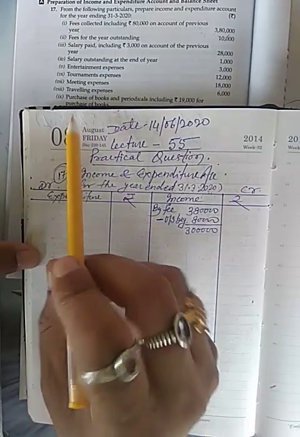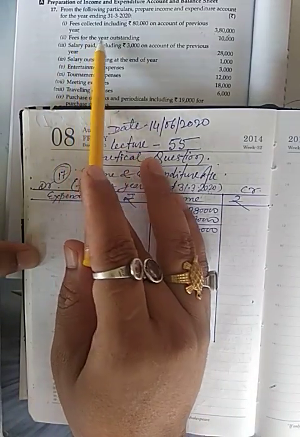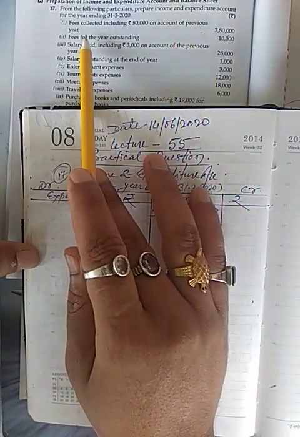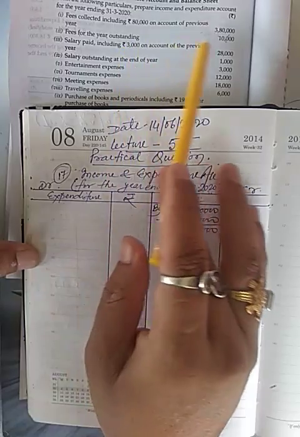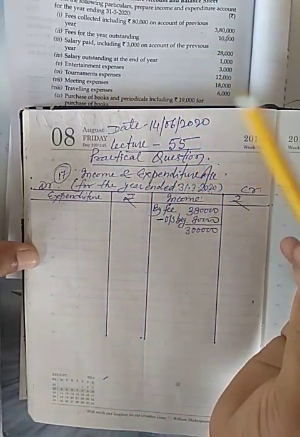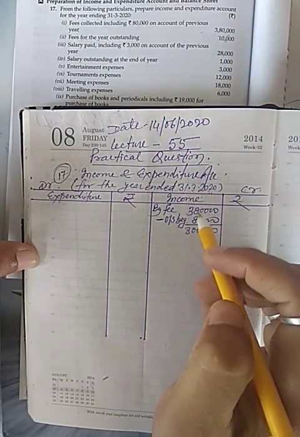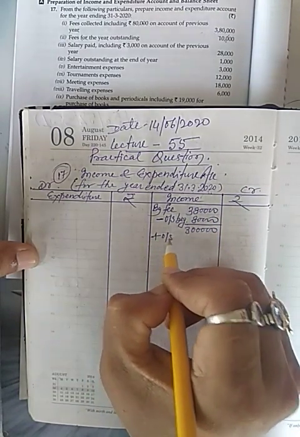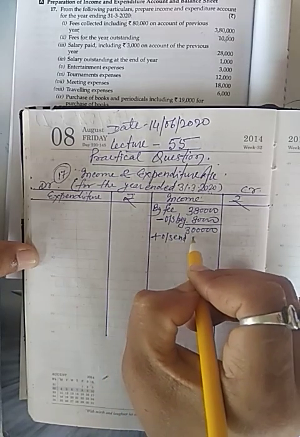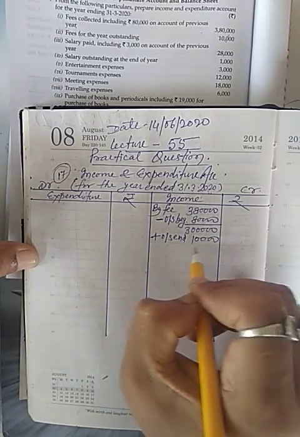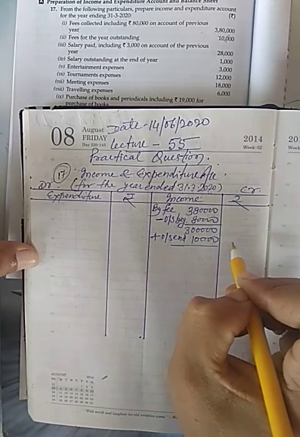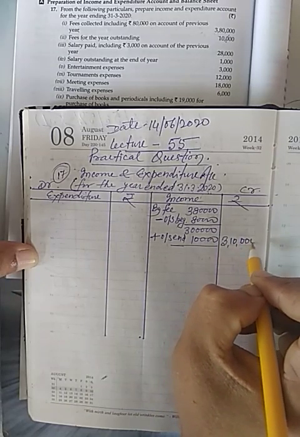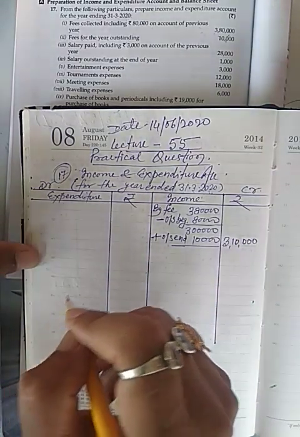Now the question says fees for the year outstanding 10,000. So this is current year outstanding, and I have to calculate current year fee. So I will add the outstanding at the end of the year 10,000. Now in the final amount I will write 3,10,000.